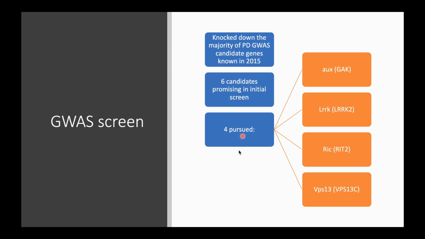So we did a small screen using this approach back in 2015. We knocked down the majority of Parkinson's GWAS candidate genes that were known at that time. It's a much smaller list for what it's worth than the current list of 90. We found 6 candidates that were promising in the initial screen, and then ultimately pursued 4 of them after validating them. Those 4 are listed here, and I've listed their human ortholog in parentheses.